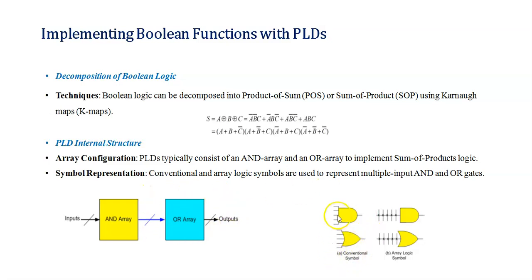The conventional symbol for the AND gate and OR gate you are able to see over here, with multiple inputs to the AND gate and multiple inputs to the OR gate. But whenever array logic is implemented, the symbol is in this way. That is, a single line is there and multiple vertical lines, which are the different variables A, B, C. And if you observe it properly, you are able to see this cross. The meaning of that is it is programmable. If it is a dot, the meaning is it is fixed; you are not able to program. So keep in mind that a cross indicates programmable and a dot indicates fixed. So the array logic symbol is shown by this.